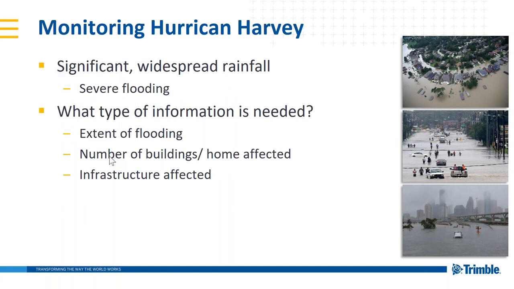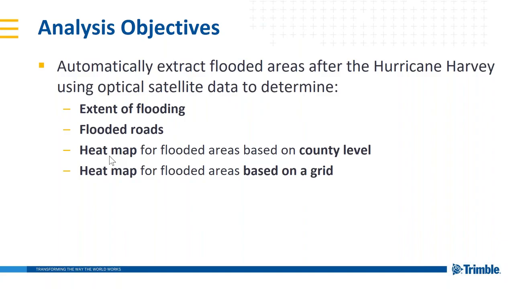And now the question is, what type of information is needed? One is the extent of flooding. Second one could be the number of buildings and homes affected, or the infrastructure that is affected. Based on this, we developed our objectives for our analysis.